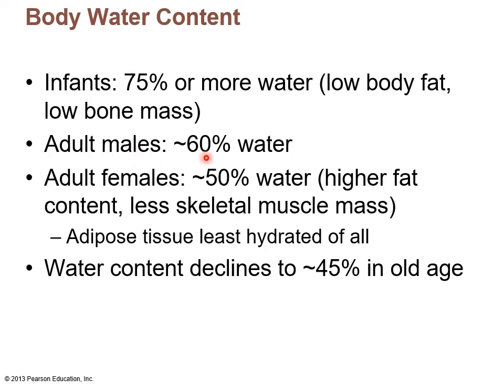Adult males have about 60% water. And why? Because they have more muscle mass, and muscle is a water-based tissue, and so they have more water than females do because females have a higher fat content, less skeletal muscle mass, so females have about 10%, on average, 10% less water than males. Water content tends to decline as we age, and it can go down to approximately 45% as skin gets thinner and tissues dry out. It reduces the amount of water in those tissues.